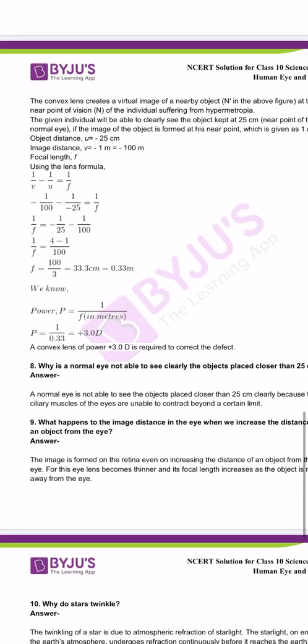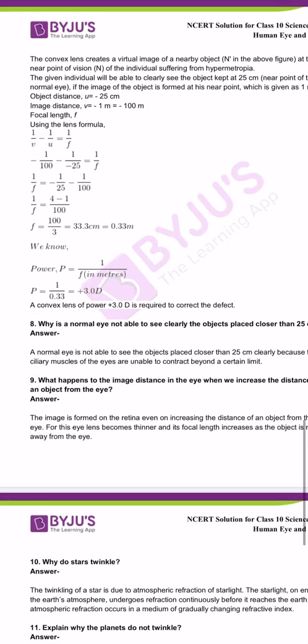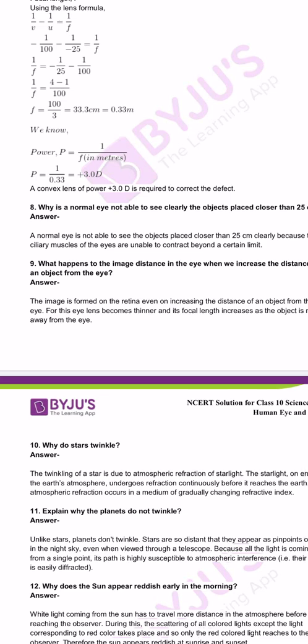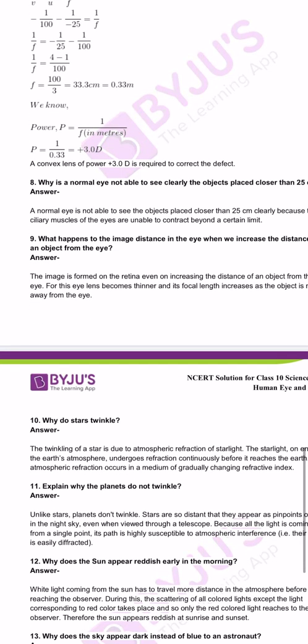And then we apply again the lens formula, 1 upon v minus 1 upon u is equal to 1 upon f. Put all the values and we get the value of f, that is 0.33 centimeter. Now, we will apply the formula of power, P is equal to 1 upon f, and we find the value of power, and that comes to be plus 3 diopter.